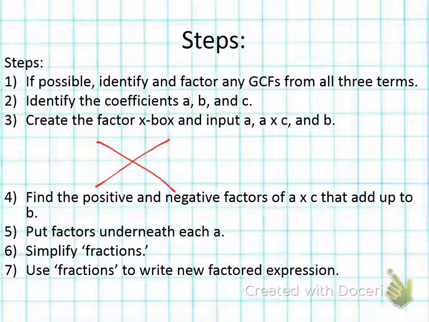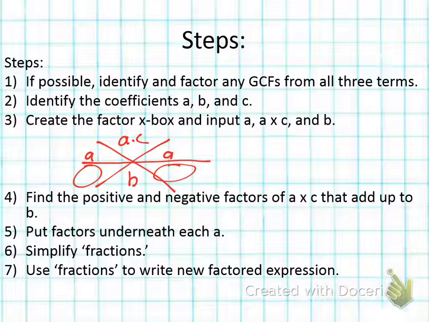So you have the X box here. Remember, we have A and A here. Top center is A times C. Middle bottom is B, and then we're looking for factors that multiply to A times C and add up to B on these two sections. Okay? You could pause the video here if you need to. Otherwise, I'm moving on. Numbers 1 and 2, pencils down, you're watching right now.